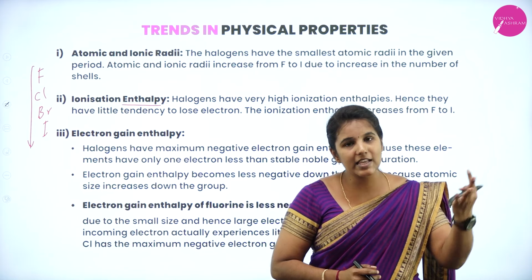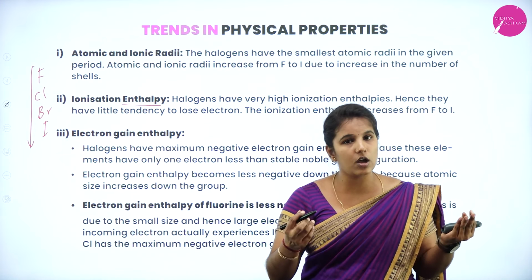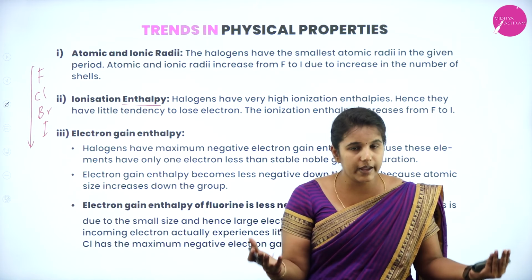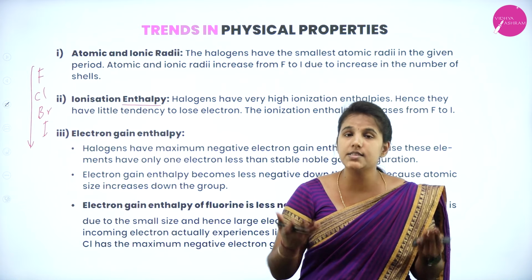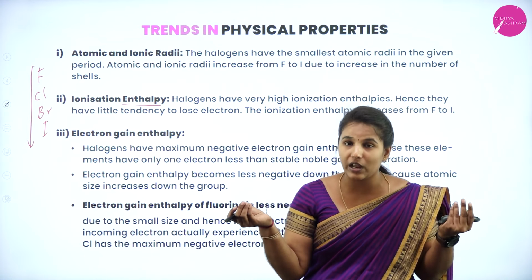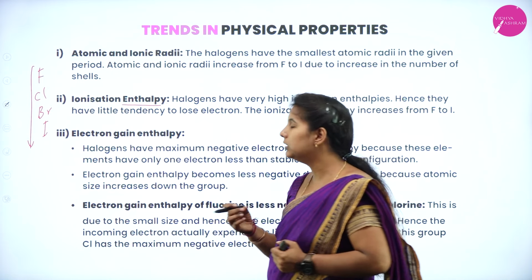We know that as we move down the group, this ionization energy decreases. As we move down the group, what will happen to the number of shells? It is going to increase. If the number of shells increases, automatically it is very easy to remove the electron from its outermost shell. That is why ionization energy decreases down the group.